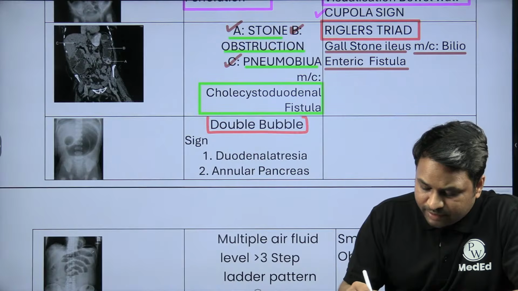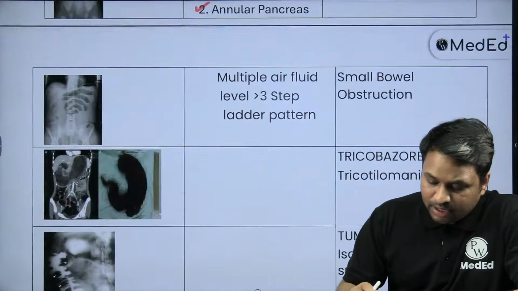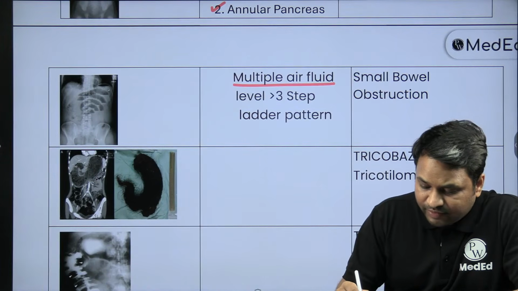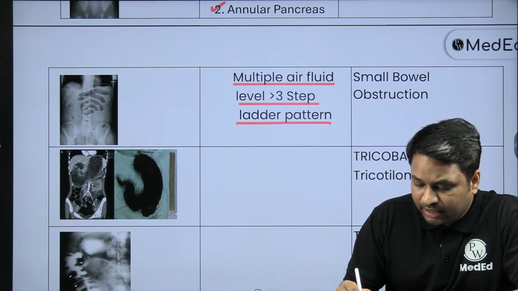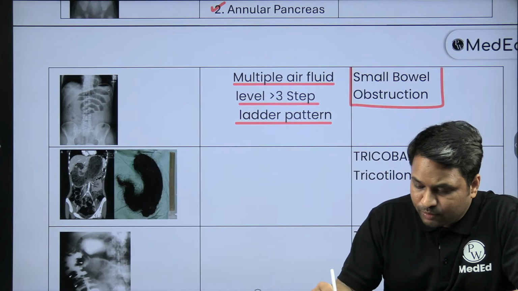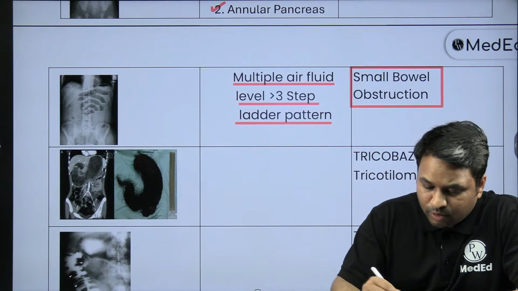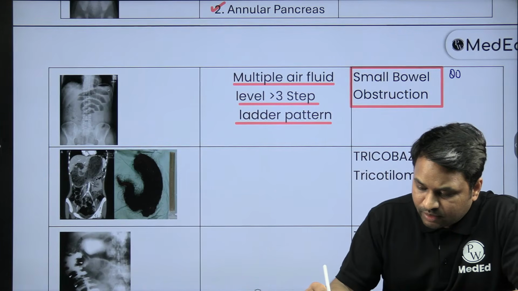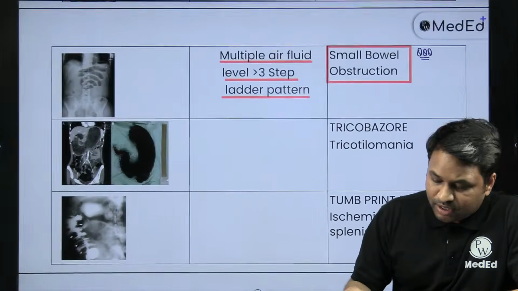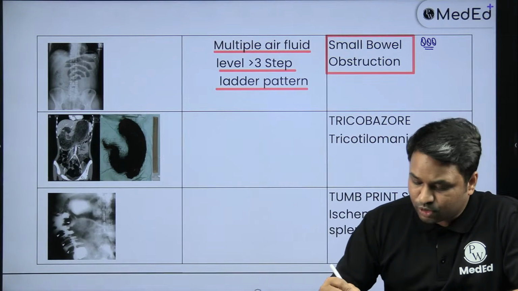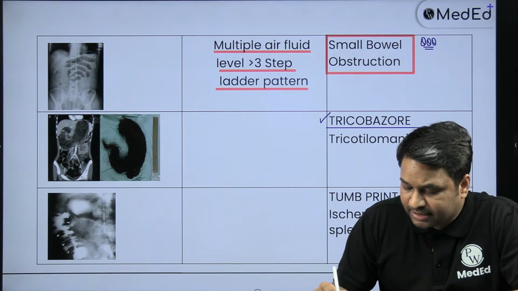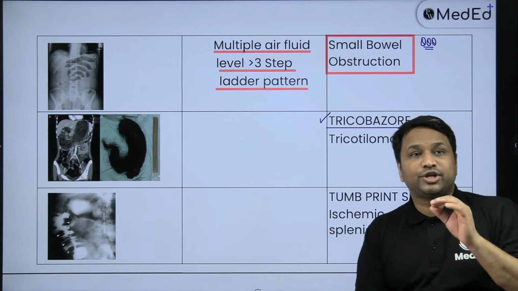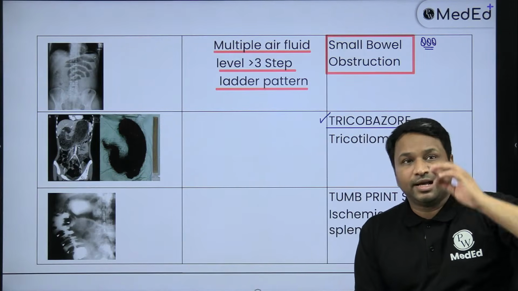The double bubble sign will be seen in two conditions, that is duodenal atresia as well as annular pancreas. Multiple air fluid levels, when we say multiple, if there are more than 3 in a step ladder pattern, then I know that you're dealing with a small bowel obstruction. Now, if you have a hair-filled stomach, this is also called the trichobezoar or the Rapunzel syndrome. And this occurs secondary to a psychiatric disorder called trichotillomania. The patient plucks the hair and eats it.